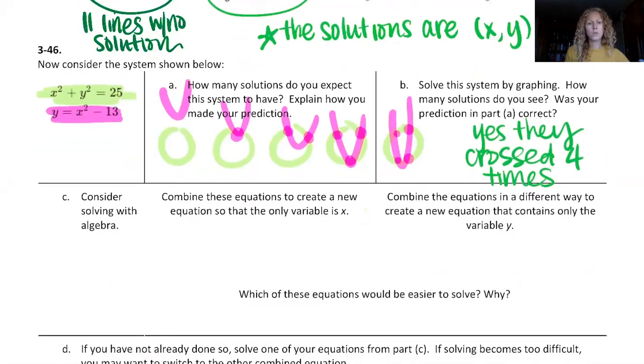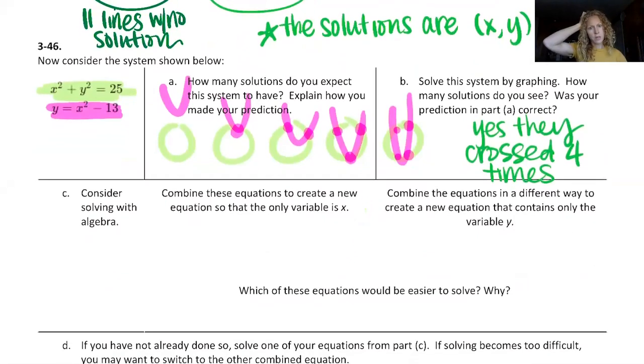All right. So we need to also consider the idea of solving these things with algebra. What it's asking us to do is make 2 different equations. One of them where we're dealing with only having the variable x, and another one where our variable is just going to be y. So we've got to do a little bit of substitution.